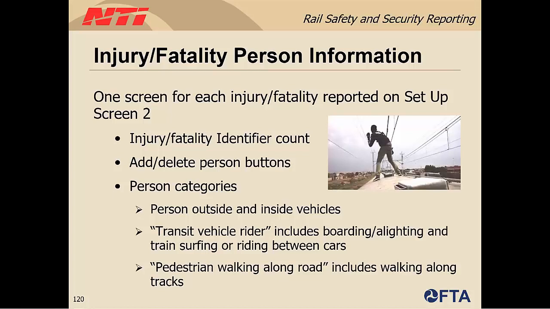Transit vehicle rider is an appropriate option if you're reporting passengers that are boarding or alighting your vehicle at the time, but it's also appropriate for the train surfers or those riding between your cars. Even though they're not in a legal portion of the train, they're still considered on the train. Pedestrian walking along road is also used to collect people walking along the tracks.